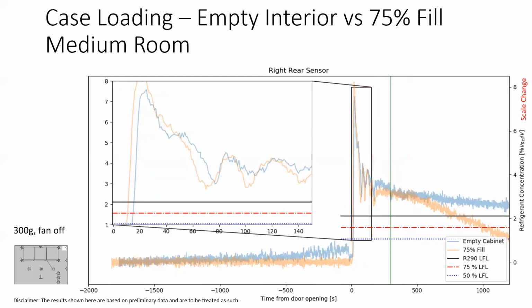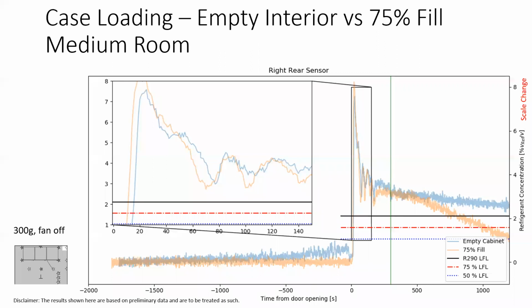Now, I'm going to show here the same tests we were just talking about, medium room, empty versus 75% fill. But what we're going to be looking at here is the A3 refrigerant, so the R290. So please note the scale change on the vertical axis. So this was 300 grams of refrigerant. Once again, same process being released into the cabinet. At the conclusion of the release, 30 seconds later, we'll open the door and hold that door in the open position.